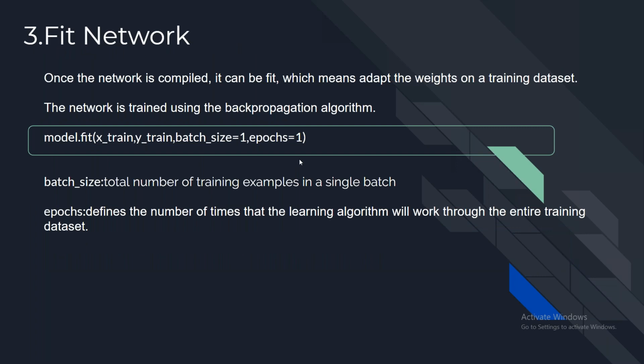Next comes fitting the network. By fitting the network, we can simply think of it as training the network. Here it is trained using the backpropagation algorithm and the optimization algorithm that we specified earlier. My batch size is 1 and my epoch count is 1. Batch size is the total number of training examples in a single batch, and epochs is the number of iterations over the data set. Since epoch is 1, we'll have only 1 iteration over our data set.